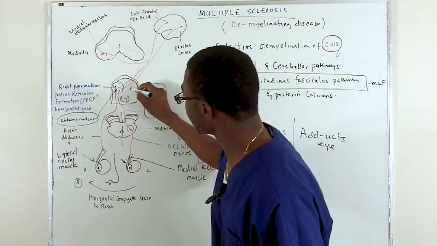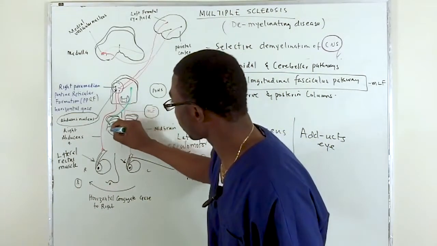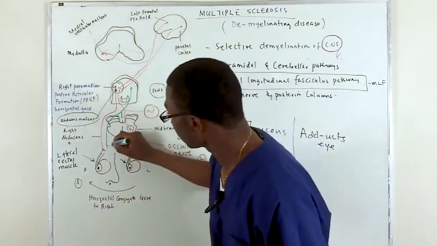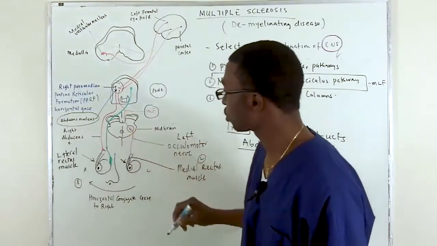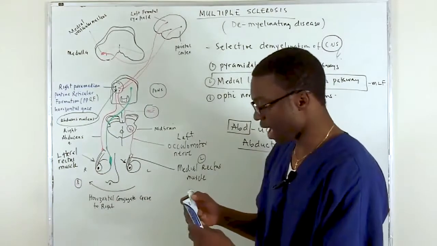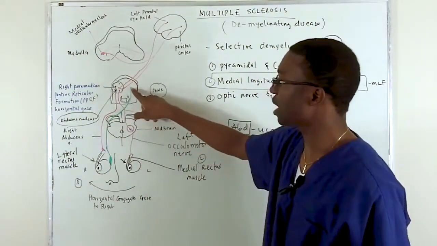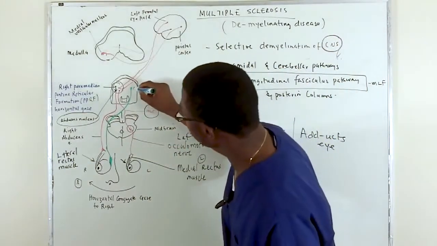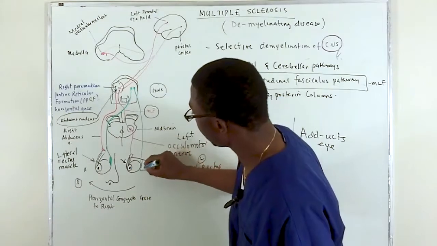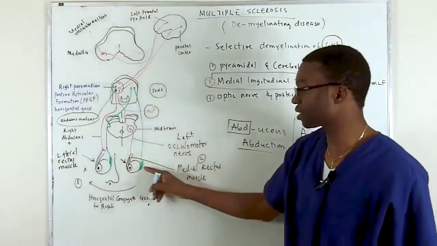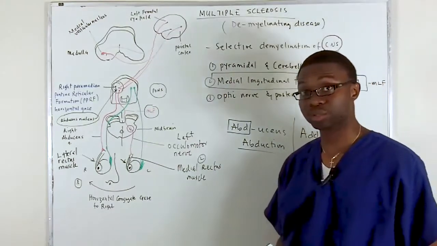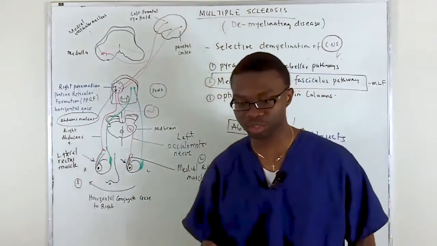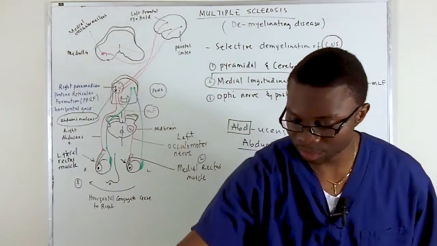On the left side, there's another one that crosses over that will also come down and innervate the medial rectus muscle on the right eye, and there will be another left PPRF that will eventually come down. Let me use that as green, something like this, and innervate the left lateral rectus muscle. So I'm only using one as an example, but the reason is because when somebody has multiple sclerosis, this is what will happen, this is what's about to happen.